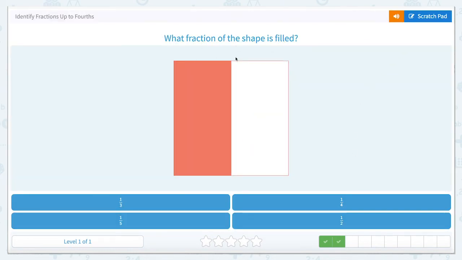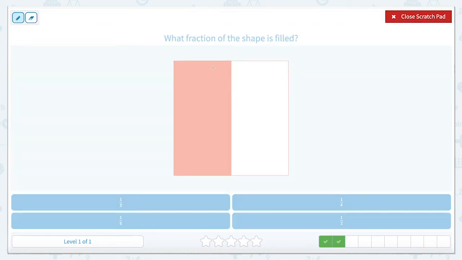What fraction of this shape is filled? Well, let's use our scratch pad again and let's count how many equal pieces are in this shape. Well, there's one piece here and two pieces. So there's two total pieces. So remember, that's our denominator, or the bottom number of our fraction. It tells us how many equal pieces. So there are two equal pieces in this shape.